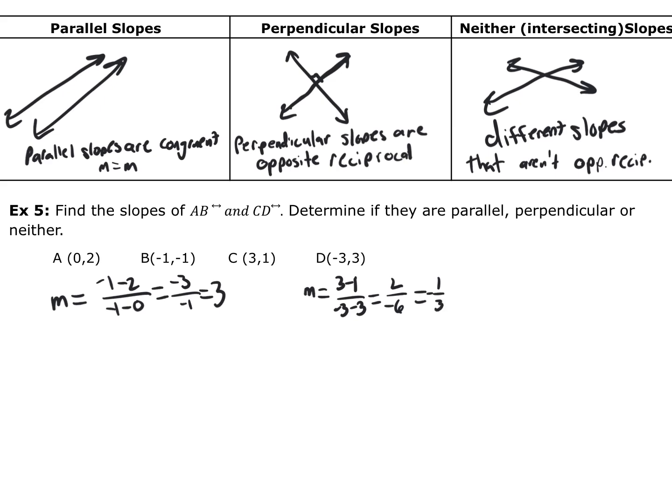So when you compare 3 and -1/3, those are obviously not parallel, they're not the same, they are different, and we need to look to see if they're opposite reciprocal. So we have 3 on top, 3 over 1 here that's positive, right? 3 is the same thing as 3 over 1, and for CD, that's going to be negative, and it's 1 over 3. So those are opposite reciprocals. So therefore, we have perpendicular slopes.